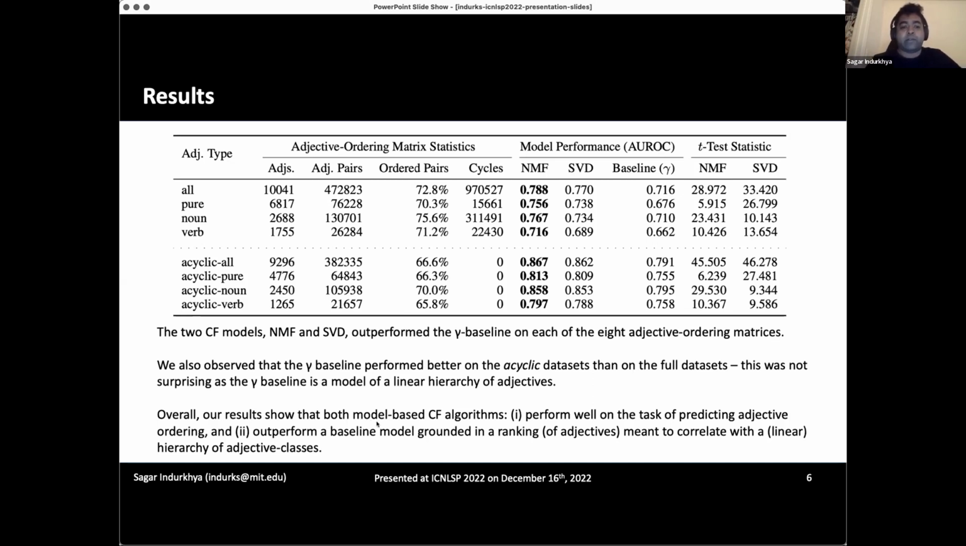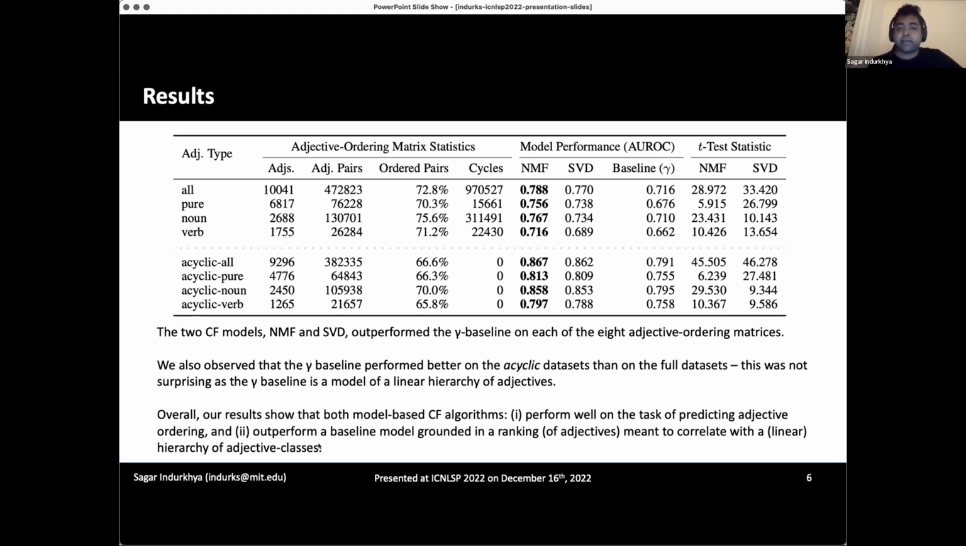And then overall, our results show that both model-based collaborative filtering algorithms are performing pretty well in the task of predicting adjective ordering. That assertion is just made on the basis that typically when you have AUROC above 0.75, or sometimes closer to 0.8, the algorithm is considered to be performing relatively well, not all that great, right? It could be much better, up to 0.9, as we've seen in other applications of collaborative filtering to linguistics. And it performs better than the baseline model that's grounded in a ranking of adjectives meant to correlate with a linear hierarchy of classes.